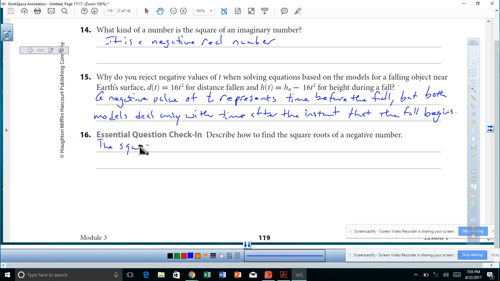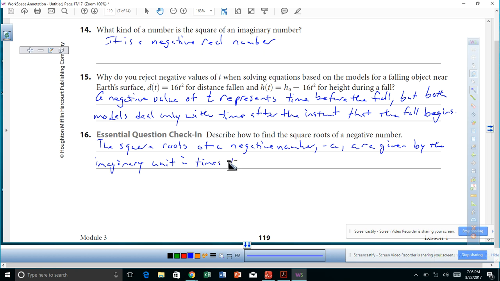The square roots of a negative number are given by the imaginary unit i times the square root of the corresponding positive number a.